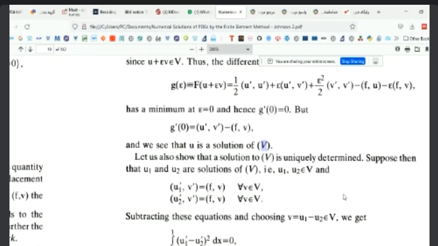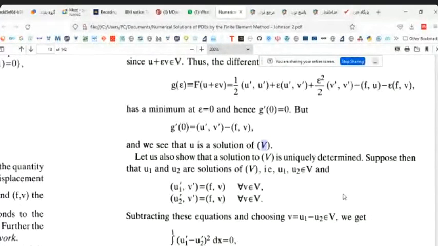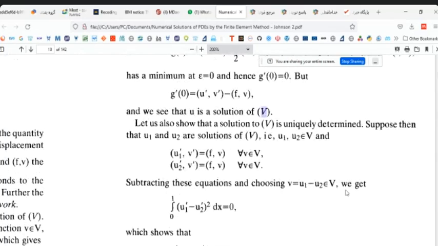And in the next step, we want to talk about the uniqueness of the solution of a variational problem. So we will take a look at that. Let us also show that a solution to V is uniquely determined.